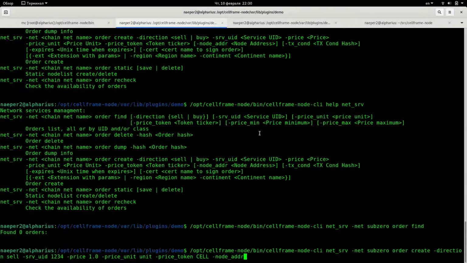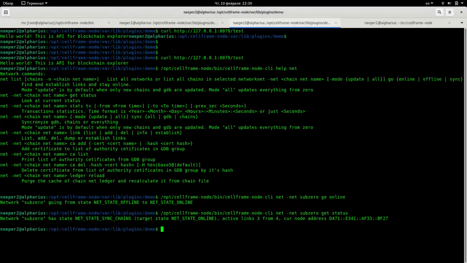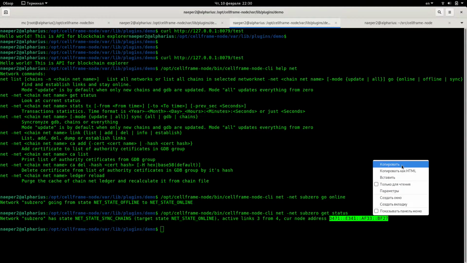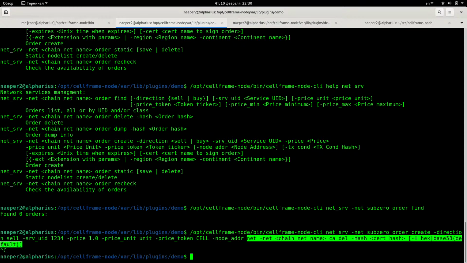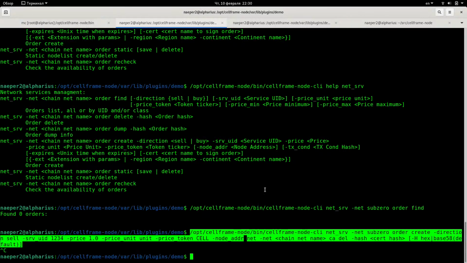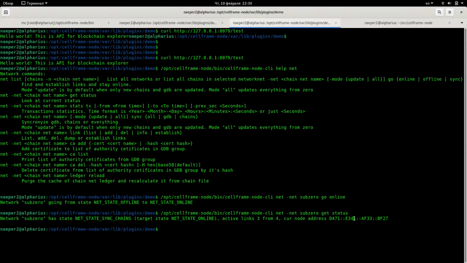Okay, until it syncs chains, we could request the current status, I think. Get status. And we could see the current node address. My fault, our fault, we should write it in a less complicated way. Okay. So here we could copy this, then paste, and then we use this address.